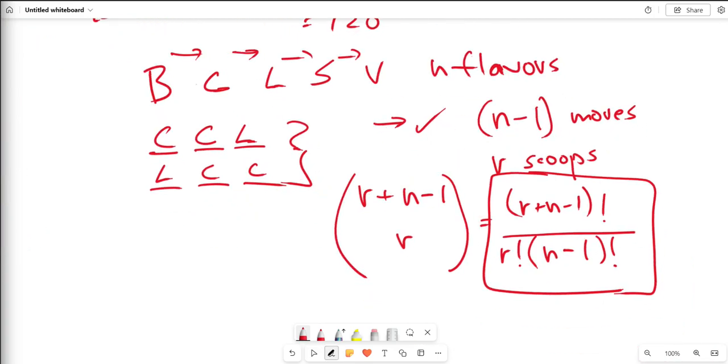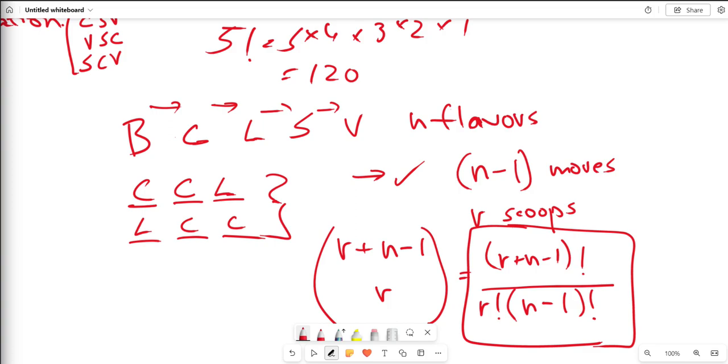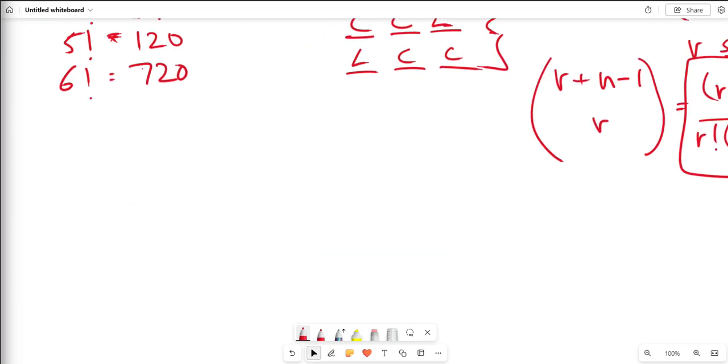But basically, if you did not divide by this R factorial here, you would end up with all the permutations, and then the order of your ice cream would also start to matter, right? And you don't want that, so that's why you have that R factorial. But this is it. So we have covered all the 4 cases. We have covered the case of permutations with repetition, permutations without repetition, combinations without repetition, and combinations with repetition.